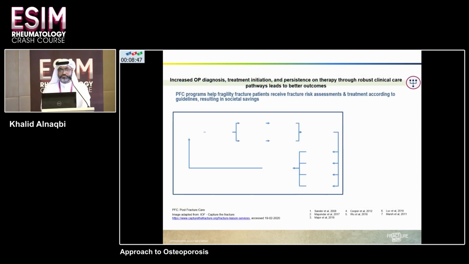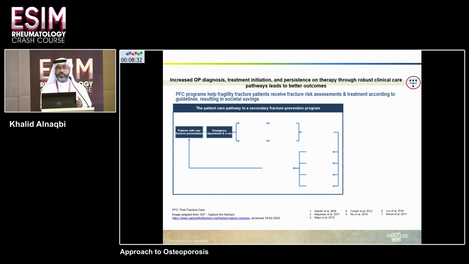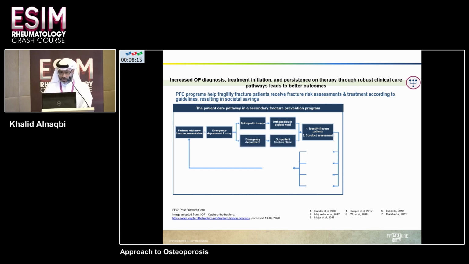A PFC, or post-fracture care program, helps fragility fracture patients receive fracture risk assessments and treatment according to guidelines. For example, the patient care pathway in a secondary fracture prevention program starts with a patient with a new fracture presenting, for example, to the emergency department, and the ER or medicine finds out that the patient has a fracture on X-ray. Then you have an orthopedic trauma referral, orthopedics inpatient ward, and then identification of those fracture patients and conduction of assessment. Another pathway after the patient presents to the ER is if this is a minor fracture, then referral to an outpatient fracture clinic if it exists.